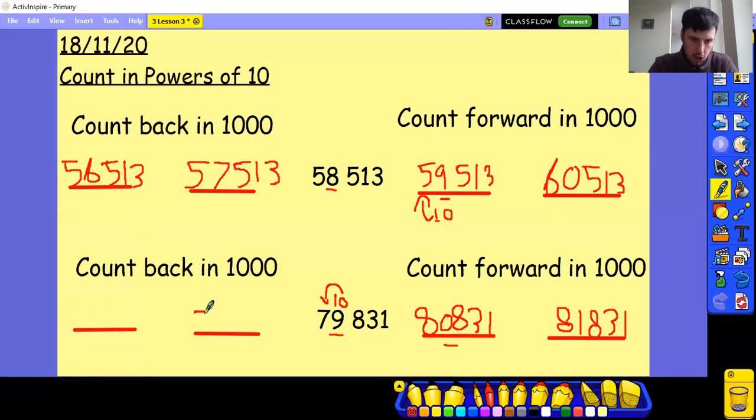And again, this one's going to be 78,831. And this one's going to be 77,831. Just notice how these columns do not change. The hundreds, tens, and ones do not change. That's the important thing there.